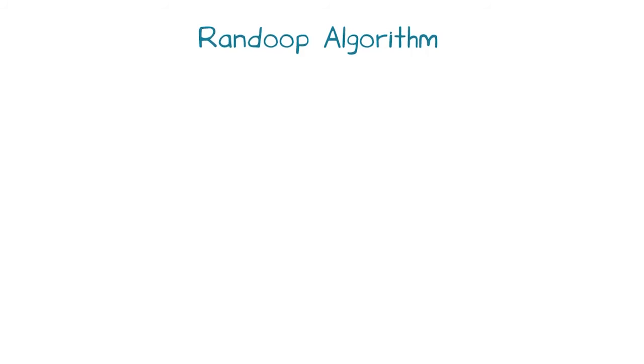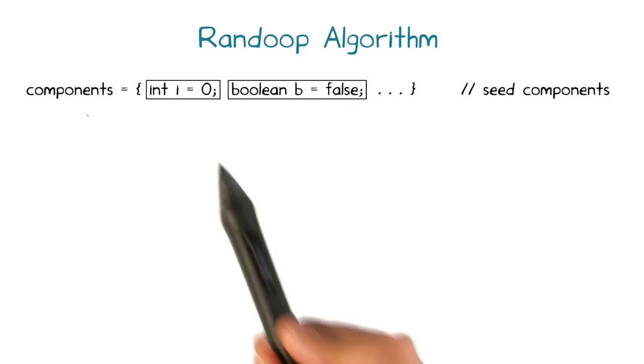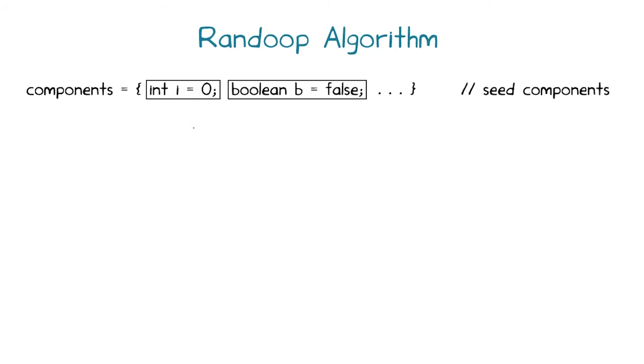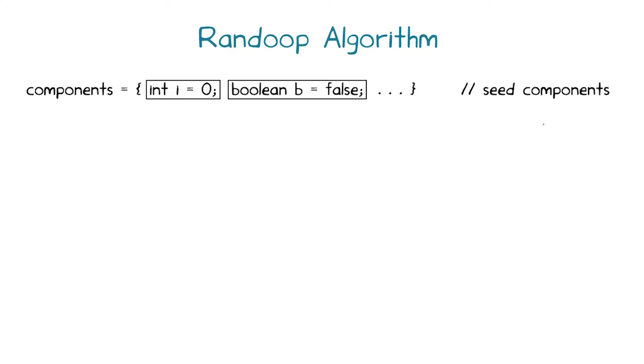Now that we have looked at the input and output of Randoop, let's look at the algorithm underlying Randoop. Throughout, the algorithm maintains a set of components. Each component is a sequence of code statements that computes values for arguments of the methods that Randoop decides to call in the sequence it generates. This set of components starts out with singleton sequences called seed components. For example, we have shown two seed components here.